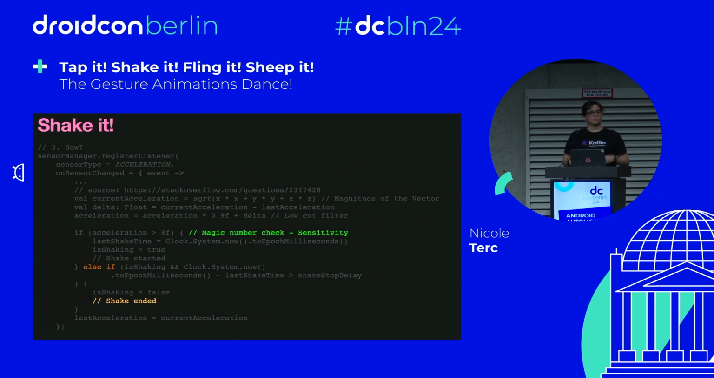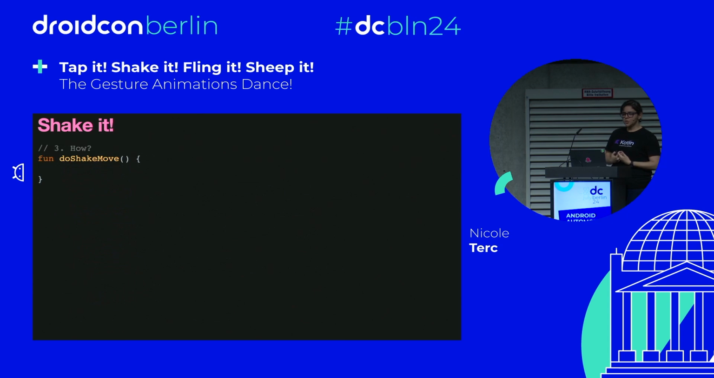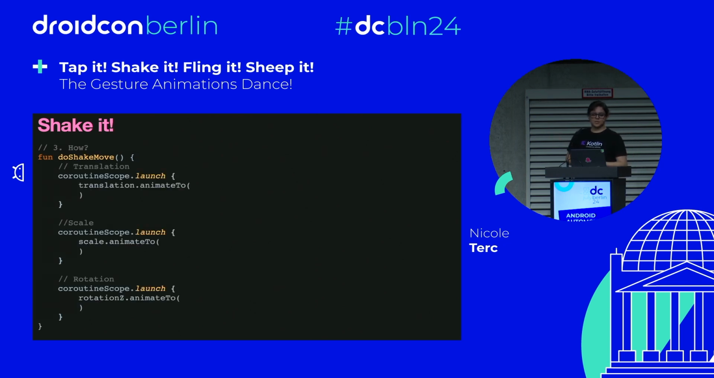And in our case, since we're not doing the same as in rotation where we were mimicking these values, we're using the shake as a gesture. Once the shake has finished, this is where we're going to be doing our shake move. Cool. So how does this shake move look like? Since we're going to be animating these three things and we want to basically make them at the same time, we're just going to be triggering again each of them in its own coroutine for translation, scale, and rotation.